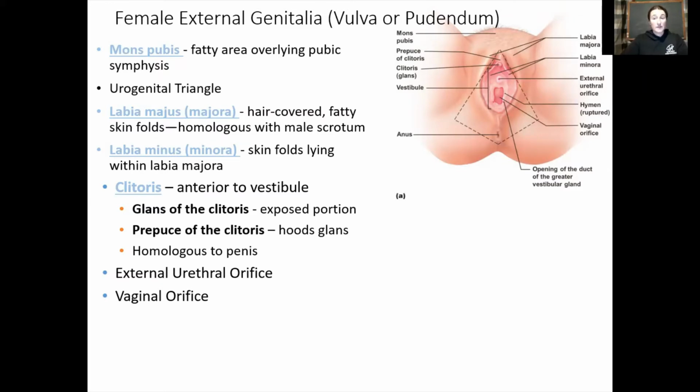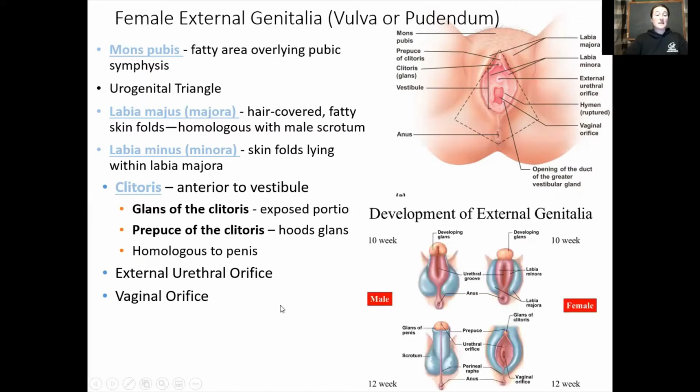erectile body, right? So during sexual arousal, the clitoris will also become engorged with blood and therefore become erect as well. There is a glans of the clitoris, so the head or the exposed portion. And just like the foreskin or the prepuce of the penis is skin that hoods the glans, the same exact thing is occurring within the clitoris. And again, when I say that this is homologous to the penis, I mean that these structures have literally developed from the same exact tissues over the course of fetal development.